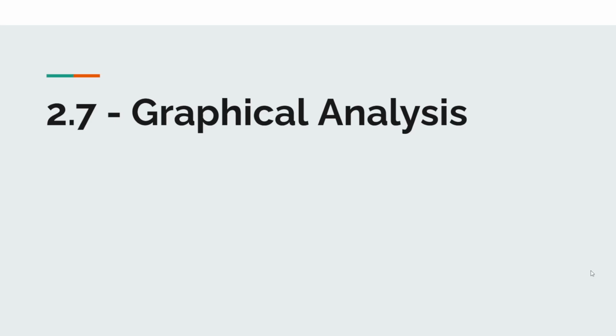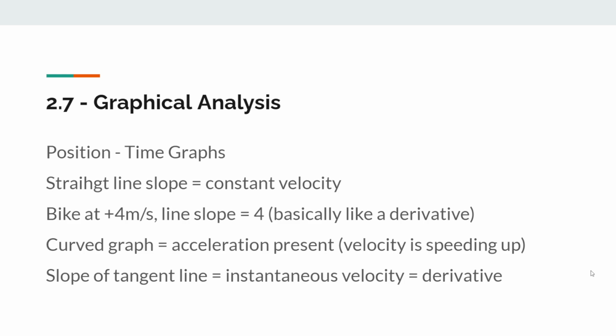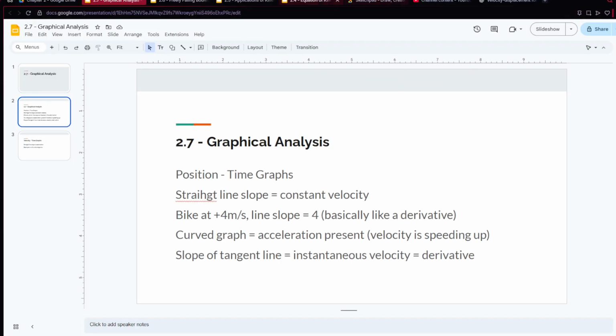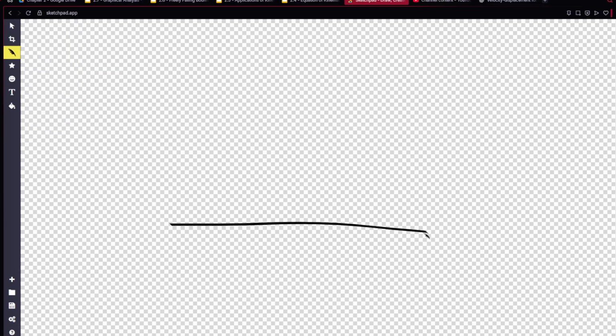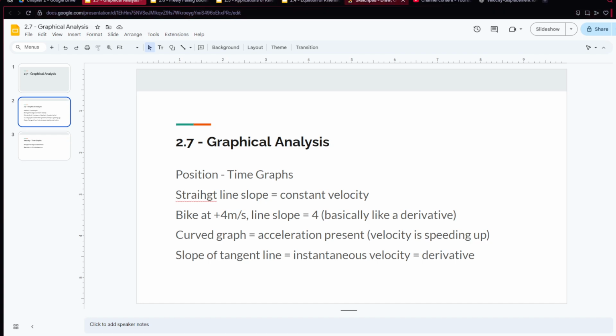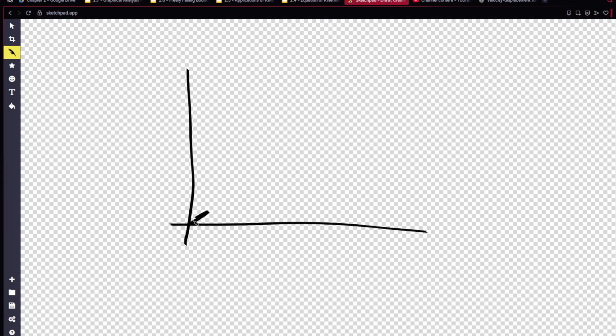2.7 graphical analysis. So we have a position-time graph, a straight line slope, constant velocity. This is so simple. It's just algebra 2, if you've taken algebra 2. So if we have a constant velocity, that means as a function of time. Also, it's quite interesting because you can use velocity and time to explain derivatives and stuff, but honestly, I don't really care. Anyways, x. We're not dealing with a vector here.